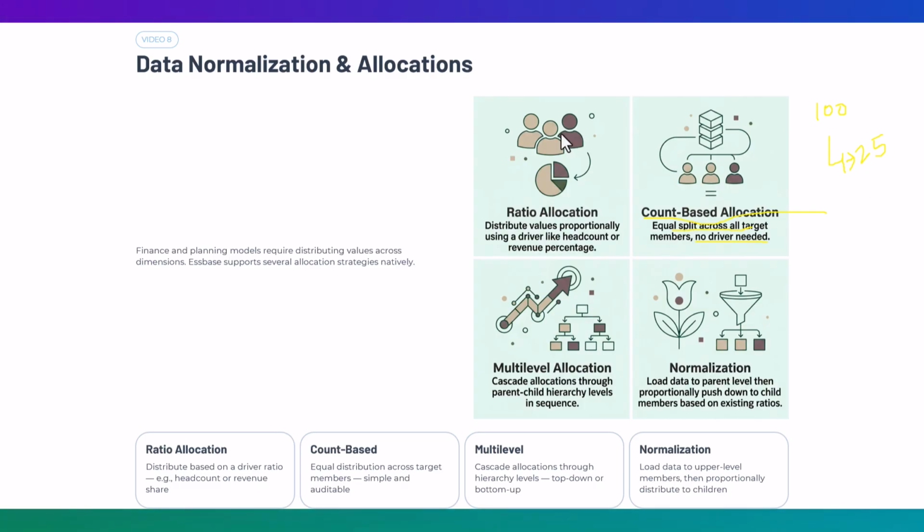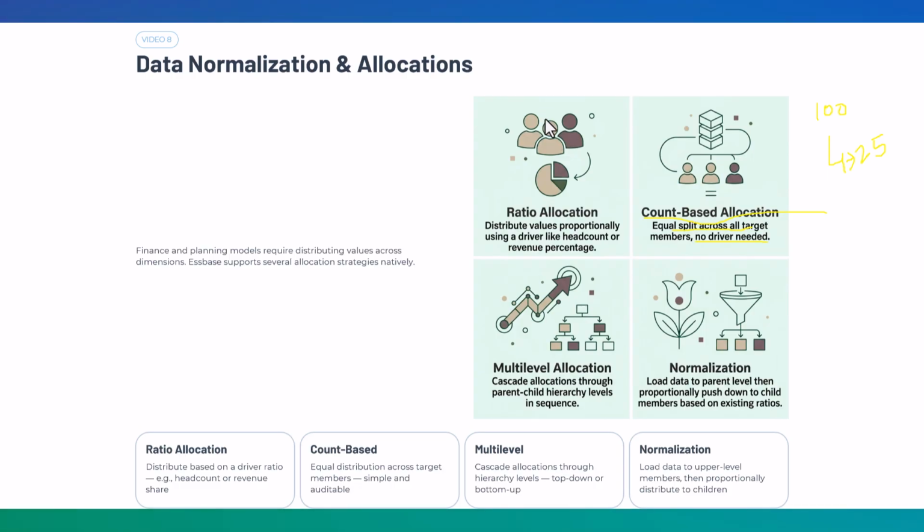Then we have a multi-level allocation, which cascades through hierarchy levels. For example, allocate corporate cost to divisions, then from divisions to departments, and from departments to cost centers. So there is a multi-level allocation. Each level uses its own driver and logic. Build these as separate script steps so that you can test and debug each level of allocation independently.